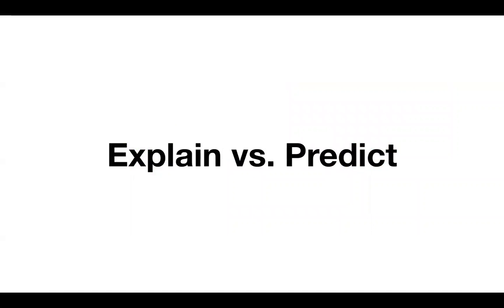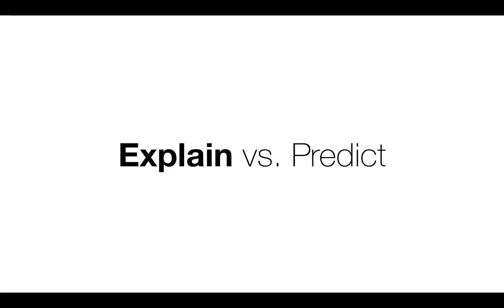Okay, and one thing before getting into more detail: explain and predict. When you build this kind of model, which we sometimes call a prediction model, or just a simple model, what we try to do is two things. One is explaining, and the other is predicting.